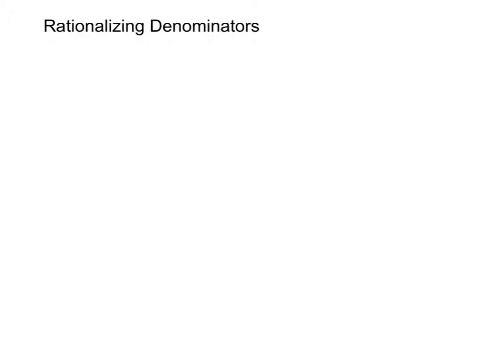The next rule we're going to talk about is rationalizing denominators. Whenever we have square roots or radicals of any form, it is considered non-standard if the radical is in the denominator. So basically we have to rewrite the radical expression as an equivalent expression in which the denominator no longer contains any radicals. And this process is called rationalizing the denominator.